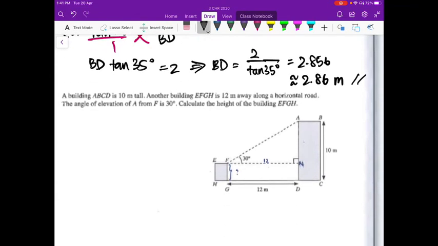Building, 10 meters tall. Another building, 12 meters away. Horizontal road, angle of elevation of A from F. A from F. This is our angle of elevation. So you put an I over here from F, put an I at the A, horizontal go up 30 degrees. So calculate the height of the building EFGH.